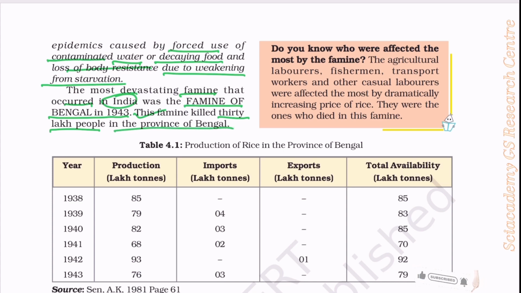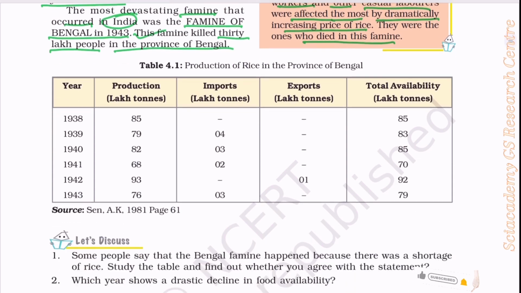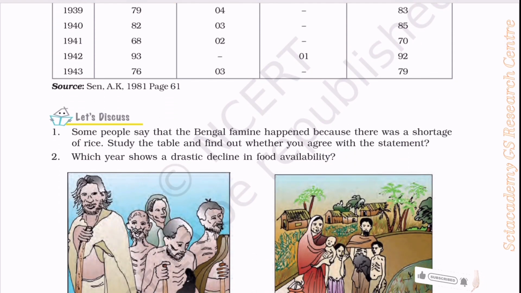Do you know who were affected the most by the famine? The agricultural laborers, fishermen, transport workers, and other casual laborers were affected the most by the dramatically increasing price of rice. They were the ones who died in this famine. Let's discuss. Some people say that the Bengal famine happened because there was a shortage of rice.